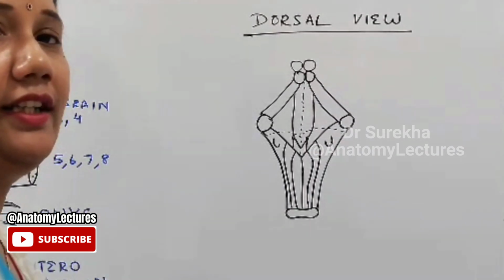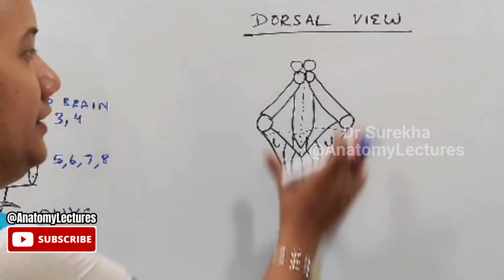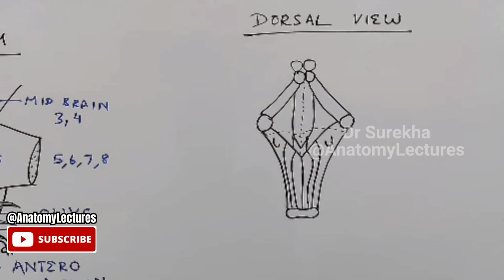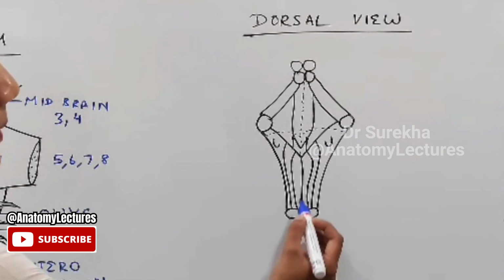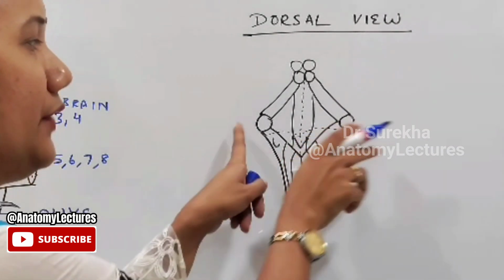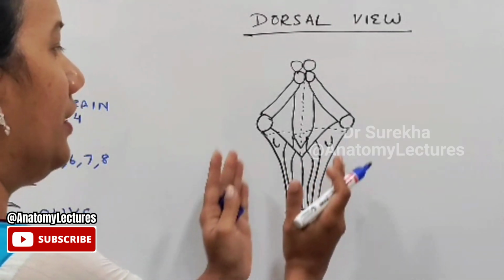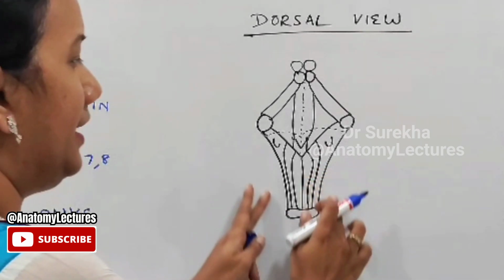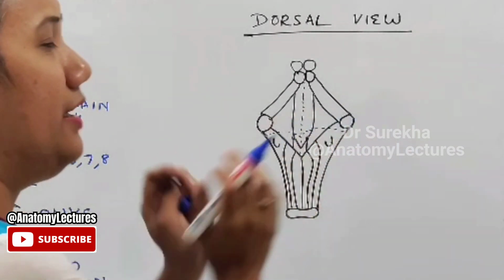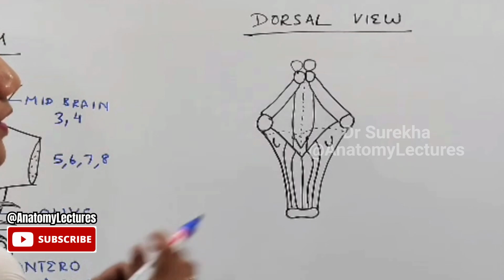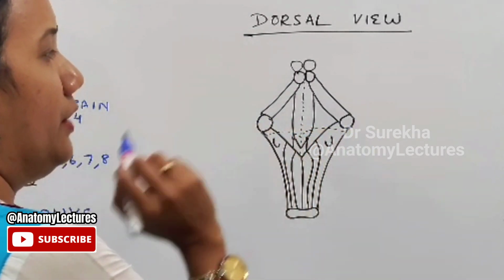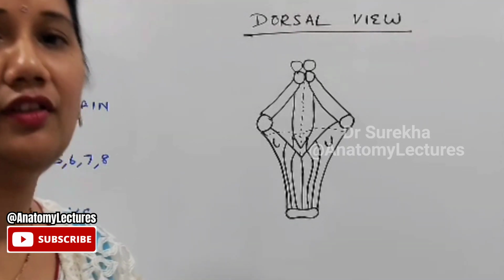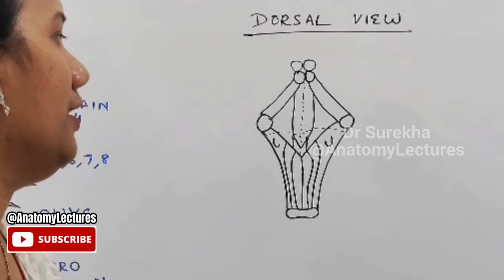So this is about the ventral view of the medulla. Now let us have a look at the dorsal view of the medulla. The central canal of the spinal cord will continue in the medulla for a certain extent and then it will open up. Thus you will have a closed part of the medulla and an open part of the medulla. So this is the lower closed part and the upper open part. The upper open part will form a part of the floor of the fourth ventricle.